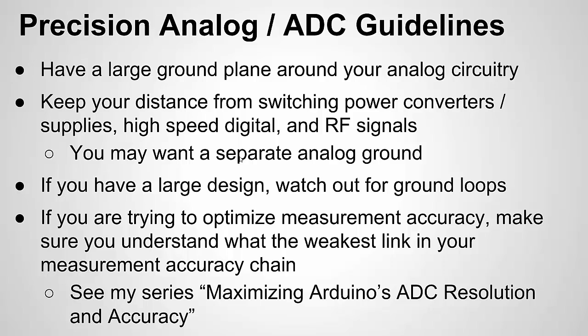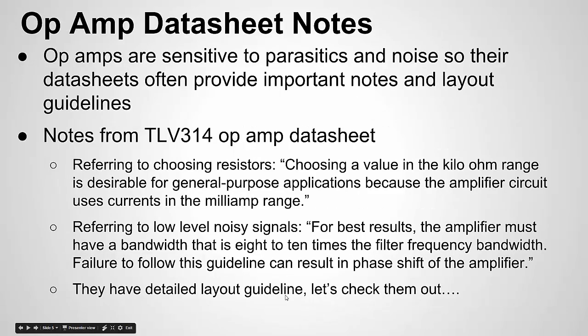Now, there are things you can do to avoid using VCC as the reference. You could use an external accurate voltage reference, or you can use an internal reference. But the point here is you want to make sure you understand the weakest link in your measurement accuracy chain. And I have a great video series, 3 parts, or maybe it's 4 parts actually, on maximizing Arduino's ADC resolution and accuracy. Now that focuses on the Arduino Uno and the ATmega328P, but a lot of what I talk about is applicable to any microcontroller.